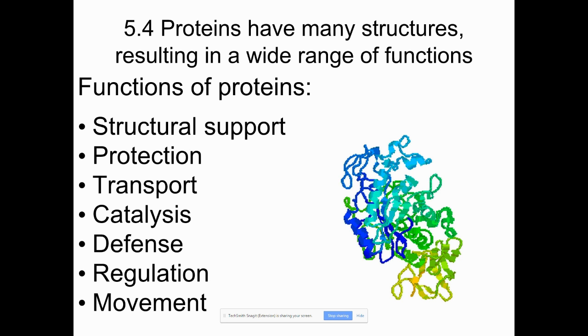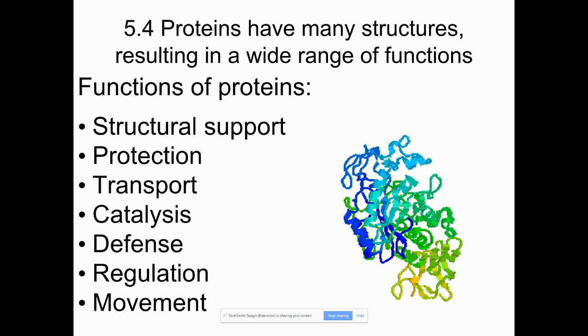Regulation, proteins can help regulate homeostasis. If you think of the production of insulin, that's an enzyme-regulated production. If you think about the production of other molecules, the enzymes play a role in regulating chemical reactions. And then movement, pretty straightforward, right? You think of movement with muscles, but also just movements within the cell. There are proteins known as carrier proteins. So all of these are key functions of proteins.